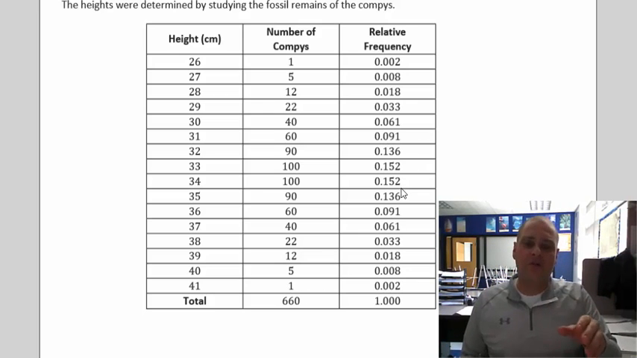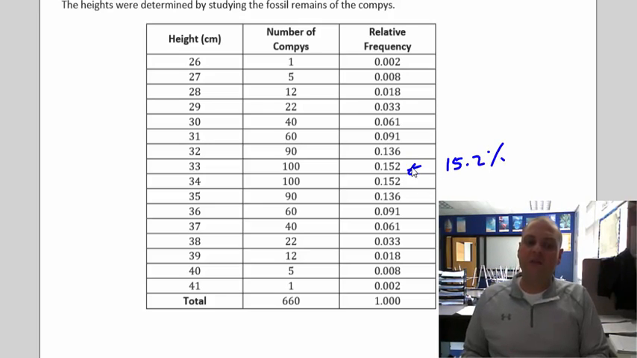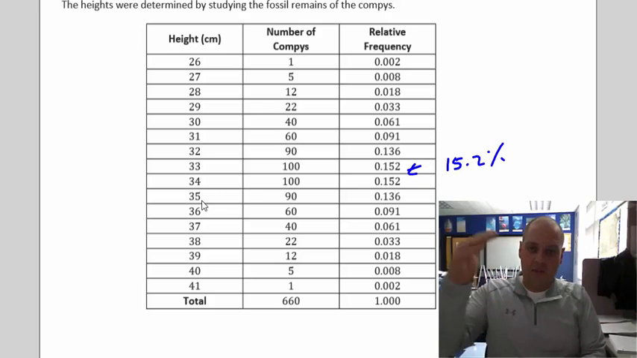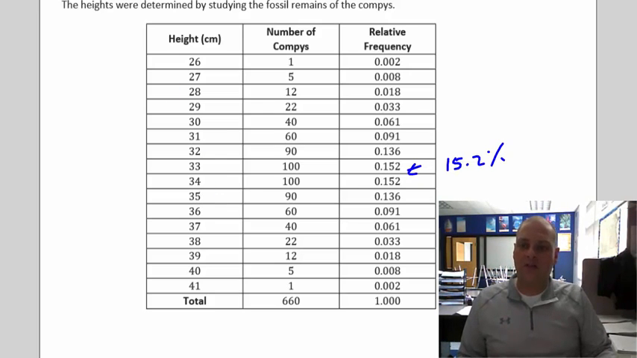Here's the relative frequency. Now, the relative frequencies are the probabilities that they will occur at that height. So if you see 0.152, that's saying 15.2% were 33 height, a height of 33. 0.136 means there are 13.6% that were 35 centimeters tall. Okay? So we're going to get into some questions about this.